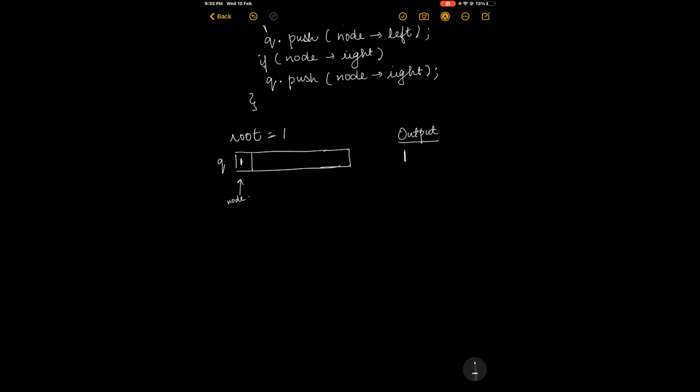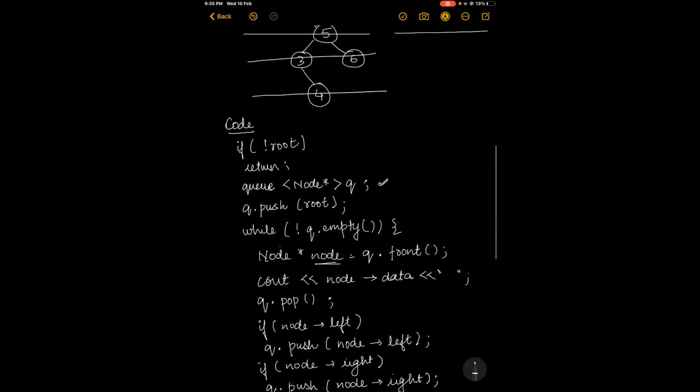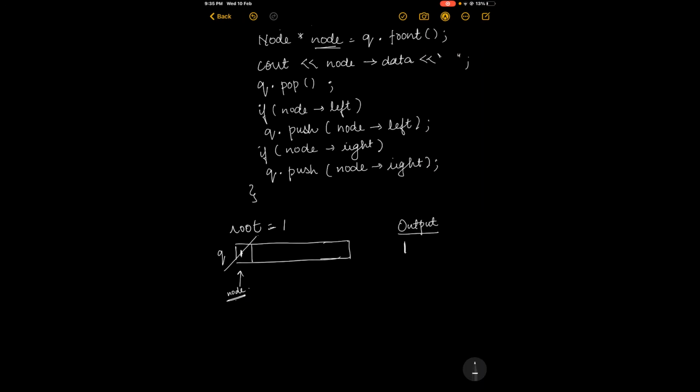This is our output. Once 1 is printed, we'll be popping it from the queue. Now let's check, since this node has this address of 1, it's still stored in it. So if there exists a left child of node, we'll push it into the queue, but that is not the case here. We only have a right child, so that will be pushed. So 2 will be pushed.